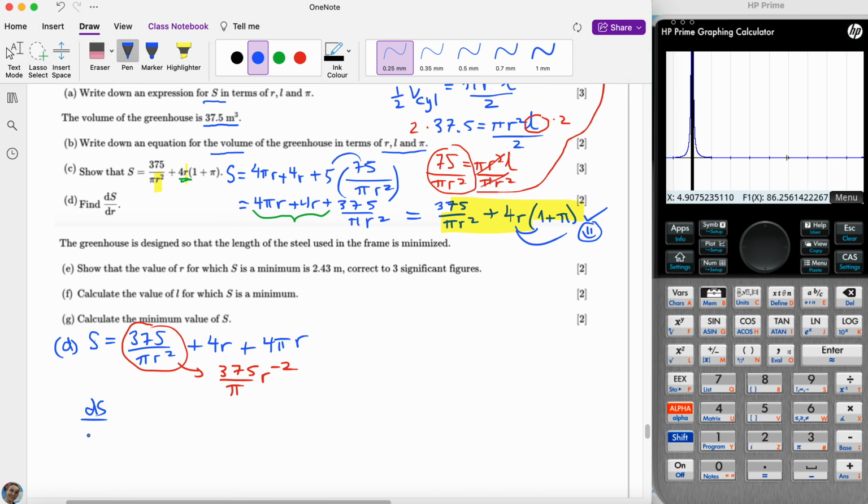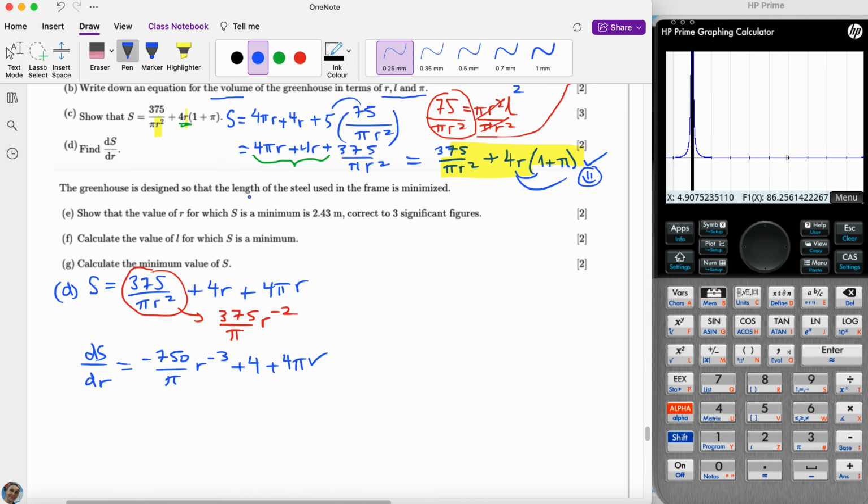Also, be really clear with yourself with notation: this is just my s, this is still my s, now this is a derivative of s with respect to r. Okay, drop the minus 2, so this is going to be minus 750 over pi, r minus 1, so this is going to be minus 3. The derivative of 4r is 4. The derivative of 4 pi r, remember pi is just a constant, is 4 pi, and that's your derivative, okay?